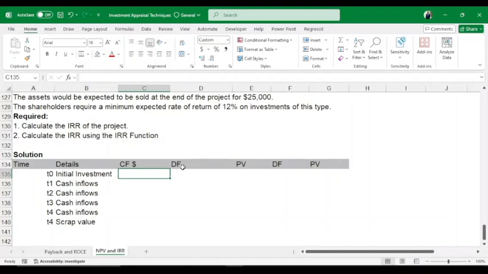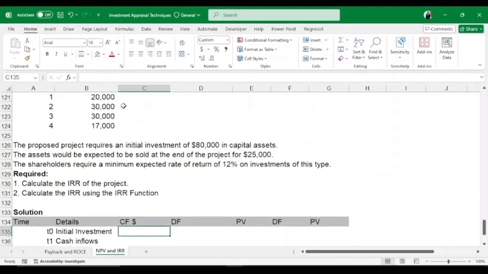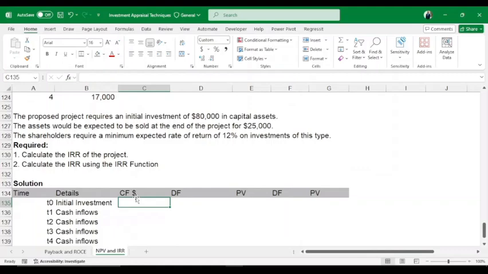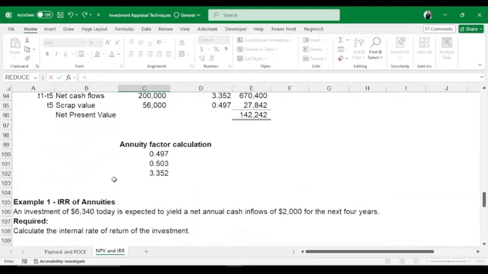All right. Now, what are the cash flows? We have all of these, so I can just link them there. So I can just link this.